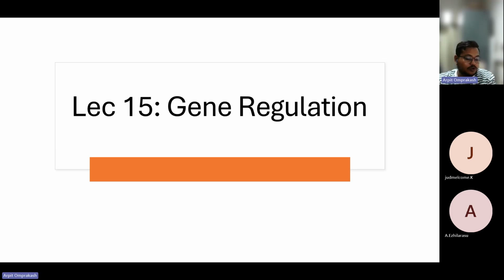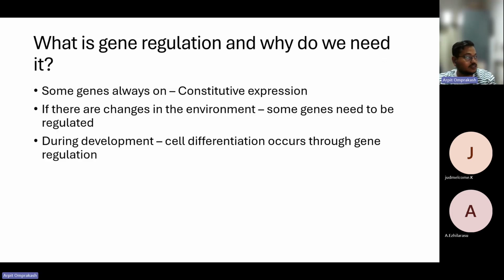Okay, so we'll move on to lecture 15, which was on gene regulation. First we'll talk about what is gene regulation and why do we need it. Some genes, as we know, are always on. This is known as constitutive expression. Then if there are certain changes in the environment, some genes which are always expressed might need to be stopped, and maybe some genes which are not expressed need to be started, and so on.